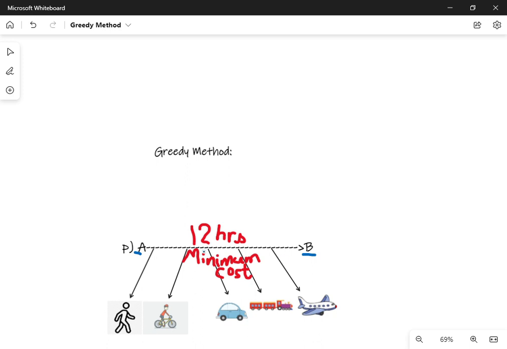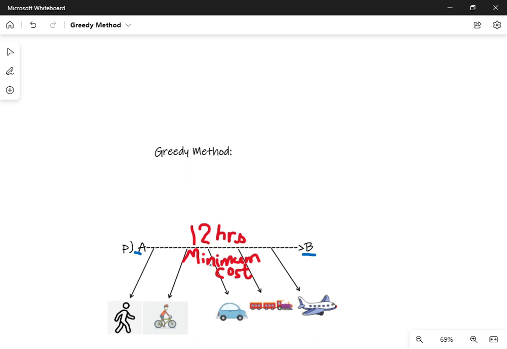But there is one constraint. The constraint is that he should travel in 12 hours. A constraint means a condition that is given in our problem. It is the first condition that is given. He should travel in 12 hours. So in which way can he travel in 12 hours?